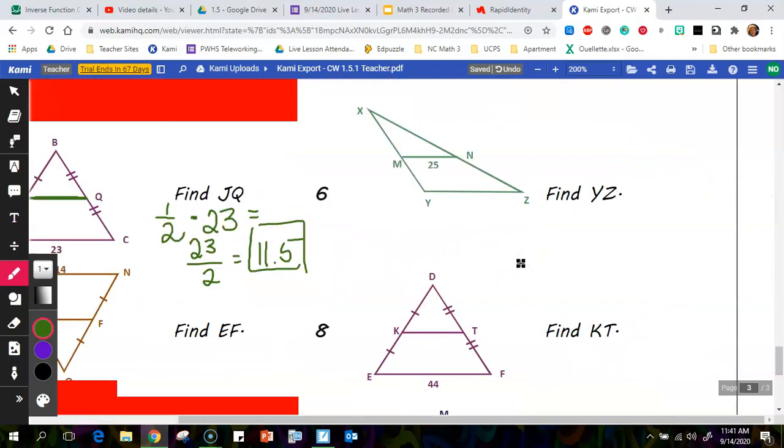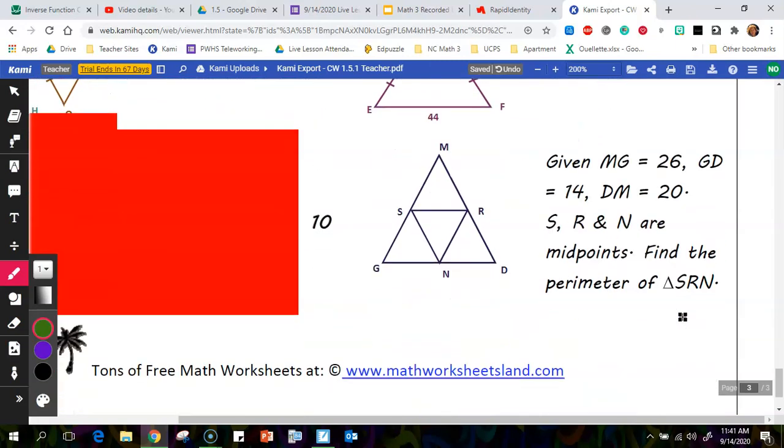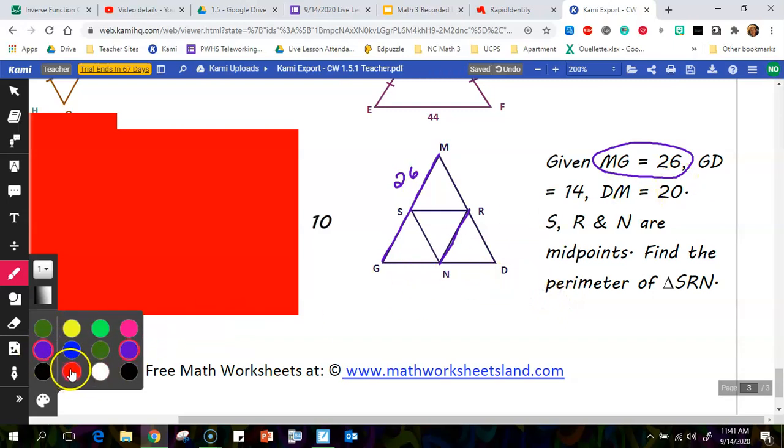Let's see if there's one that's a little bit more complicated. Oh, let's look at number 10. MG. Okay, let's maybe do some colors here. Let's see. Purple. So MG is 26. Where's MG? MG is right here. And MG corresponds to RN. So I'm going to color those the same color. Okay, GD. Let's do red. GD is 14. And GD corresponds to SR.